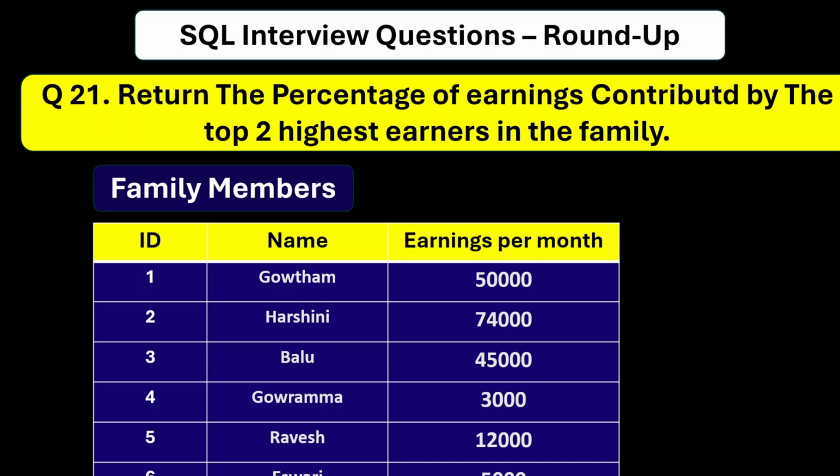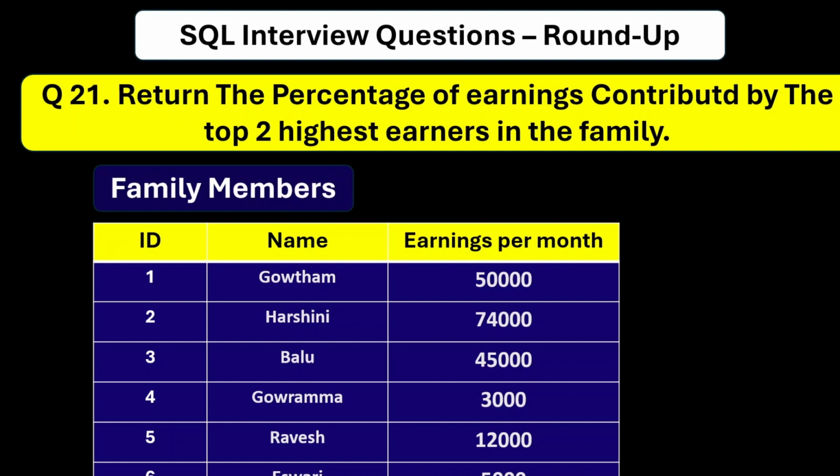In this video, we are going to solve one more SQL interview problem as part of the roundup series. You can see here that is question number 21. Return the percentage of earnings contributed by the top two highest earners in the family. It is given a family members table having different information like ID, name and earnings per month. And now we have to find the percentage of earnings contributed by the top two highest earners in the family.